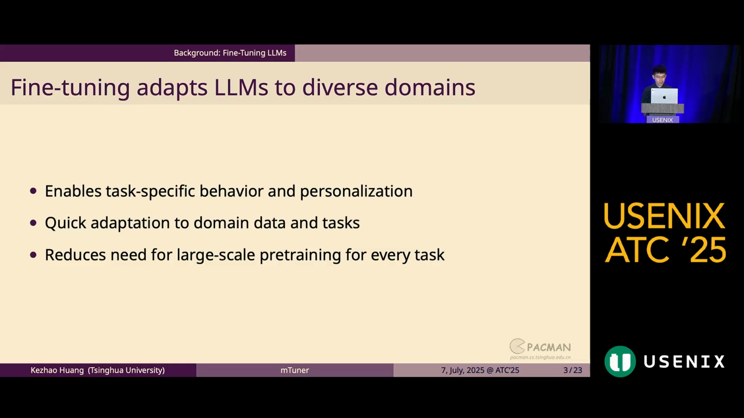First, fine-tuning allows people to adapt a pre-trained LLM to specific domains like medical QA or personal assistance. This adaptation is not only faster than pre-training from scratch, but also much more efficient, since it leverages the general knowledge already captured in the base model. As a result, we can quickly specialize a model without incurring the massive compute and data costs of large-scale pre-training.